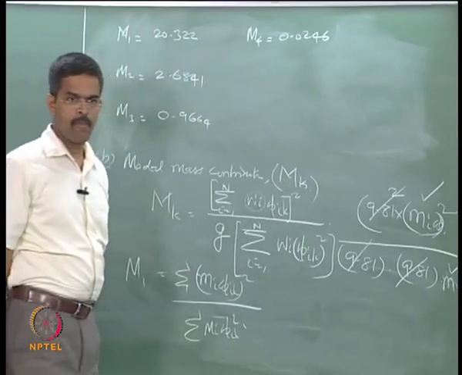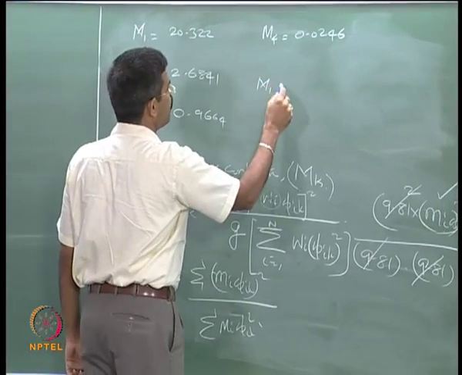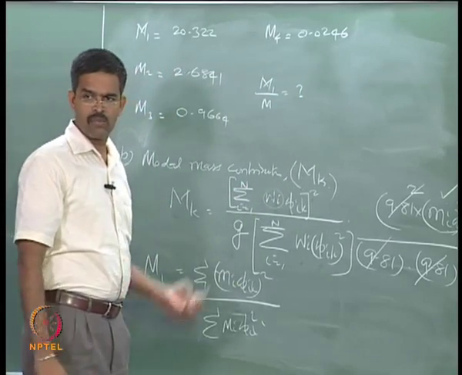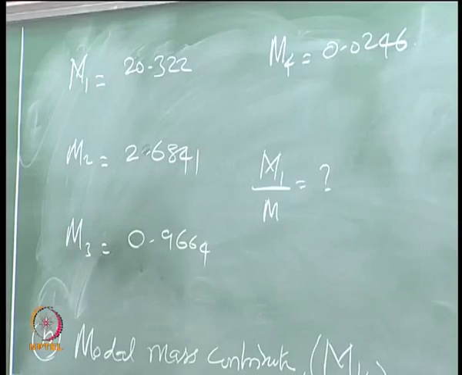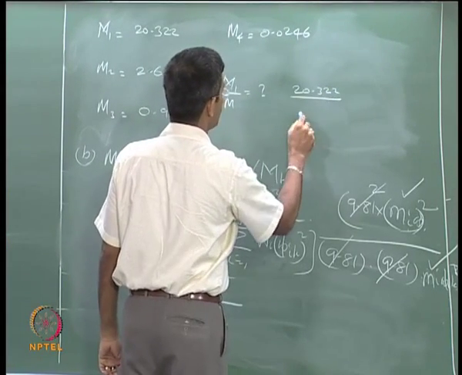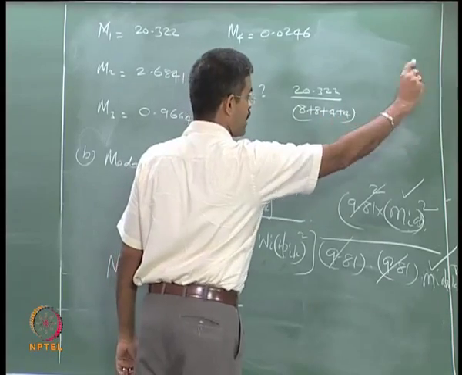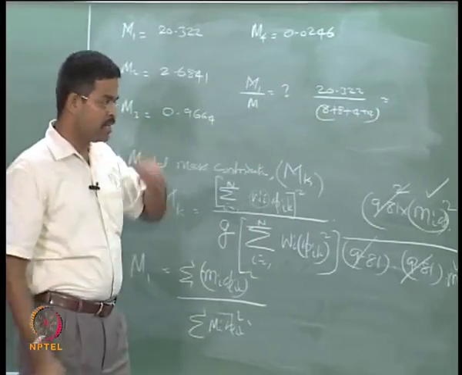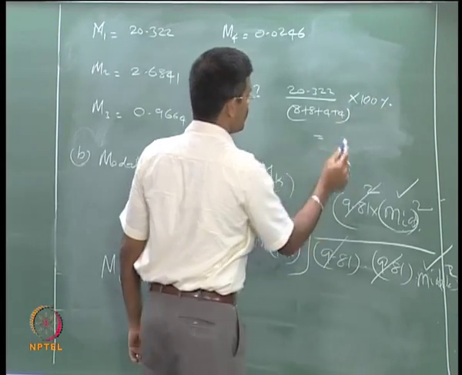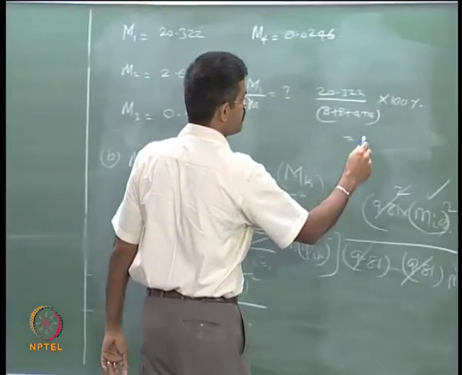Is that okay? Let us check whether M1 by M is what percentage. I want to see what is the modal mass contribution. So, M1 is around 20.32 divided by 8 plus 8 plus 4 plus 4, that is my total M. In terms of percentage, this comes to about 87%. You can check that.